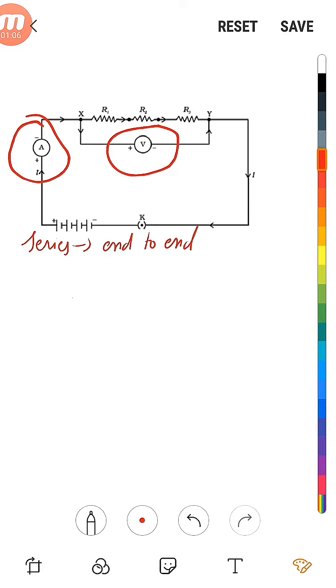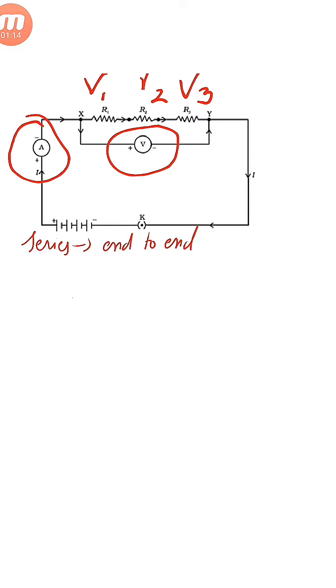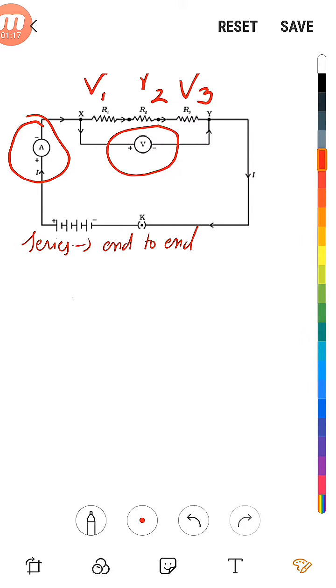Let V1 be the potential difference across R1, V2 across R2 and V3 across R3. Let I be the total current in the circuit, and because they are connected one after the other, the same current flows through R1, R2 and R3. What is the current through R1? It's I. Through R2? It's I. Through R3? It's I. So I is common for R1, R2 and R3.